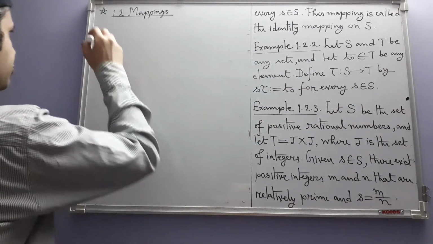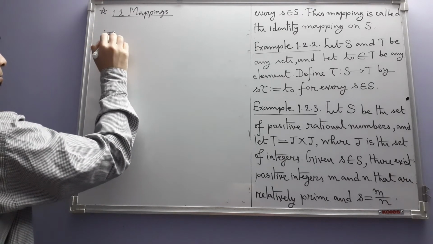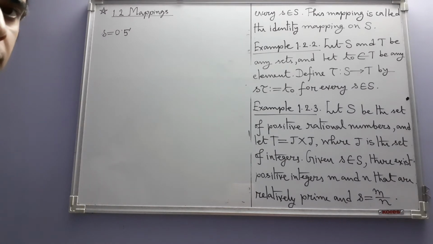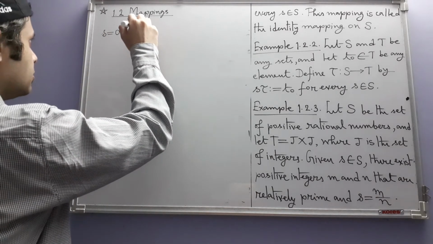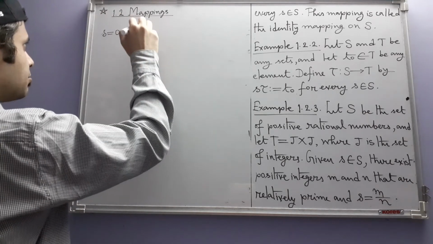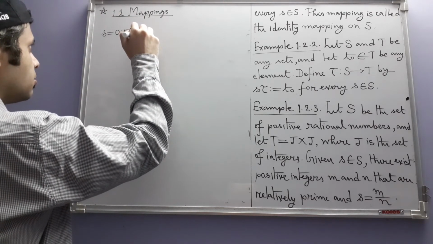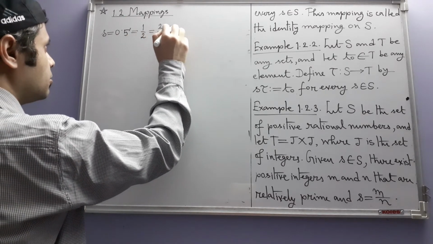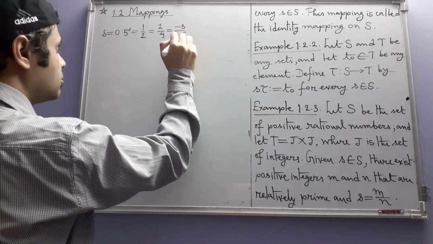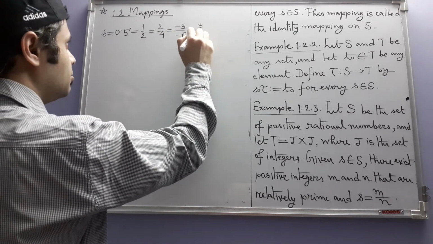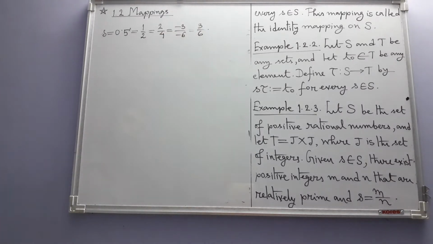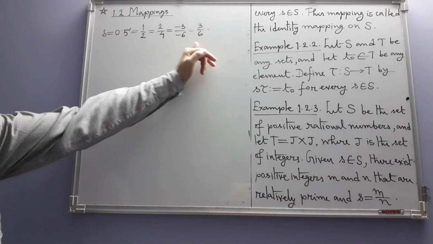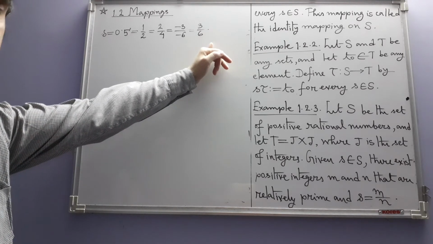Suppose in place of S we have the rational number 0.5. It's a positive rational number. So we can write this number as 1 by 2, 2 by 4, minus 3 by minus 6, 3 by 6, etc. So there are many ways of representing the same rational number S as a ratio of two integers.